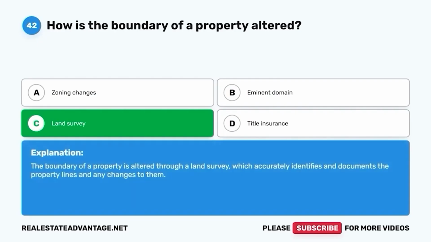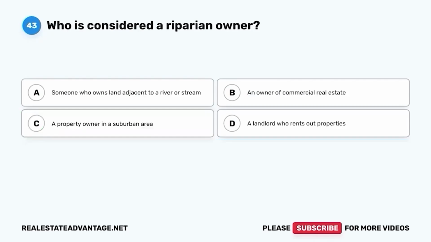The boundary of a property is altered through a land survey, which accurately identifies and documents the property lines and any changes to them.